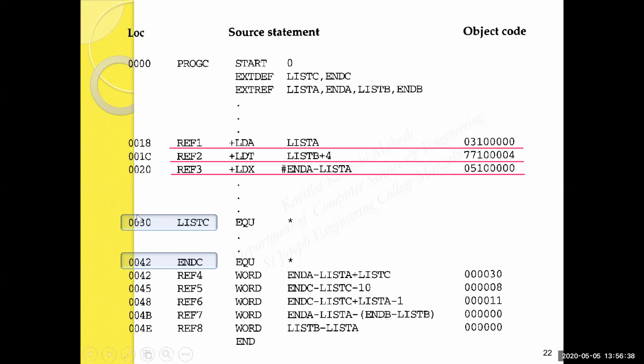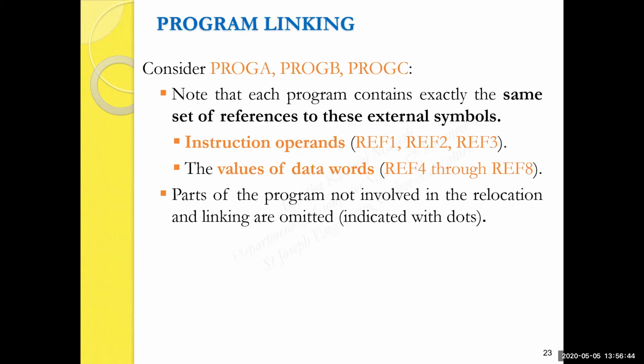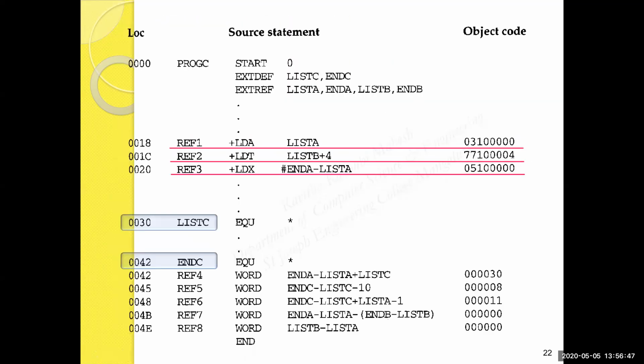Also, the labels representing the lists, that is list A, list B, list C, NA, NB, and NC, are external symbols in the sense they are available for use in linking.